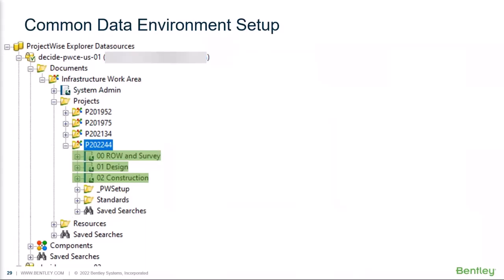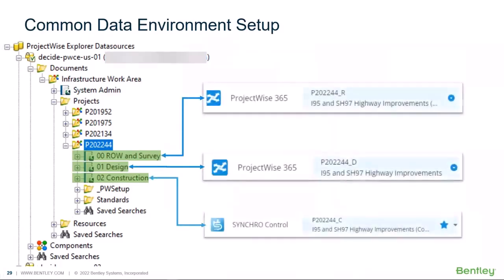So in ProjectWise, we had one main work area that houses the three sub-work areas that represent each major task. And then these task groups are related to the corresponding ProjectWise 365 or construction project. So we actually had two ProjectWise 365 projects and one construction project that represented each of the work areas underneath the main one.